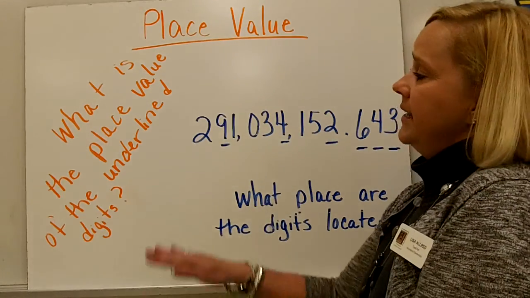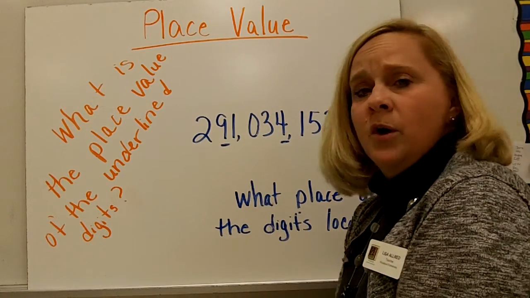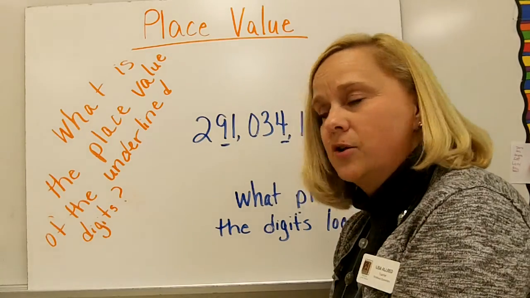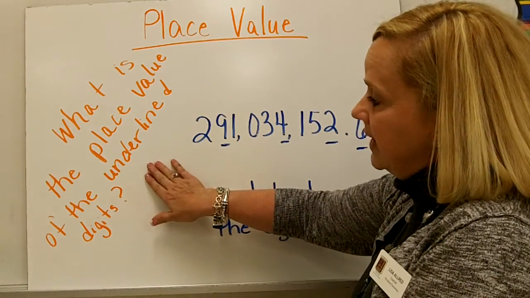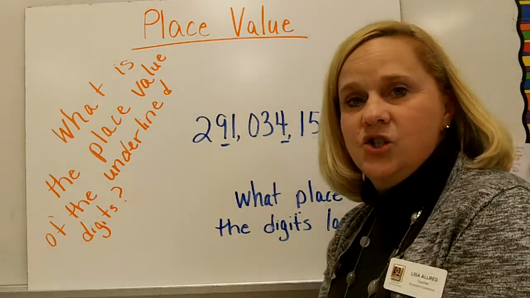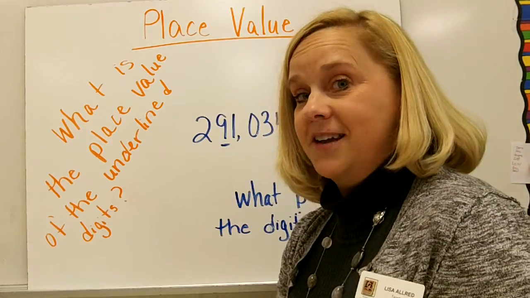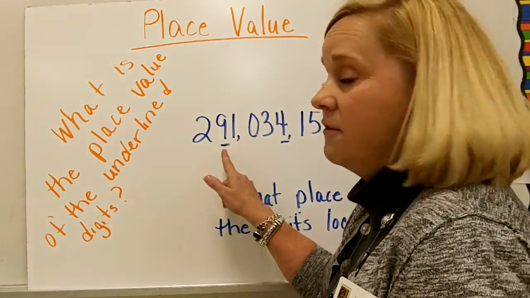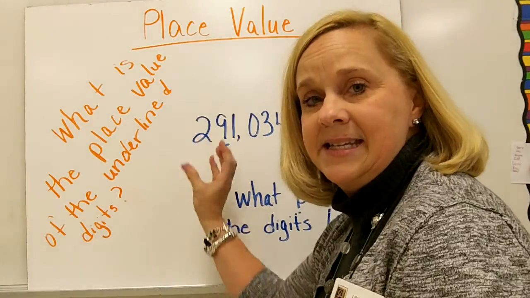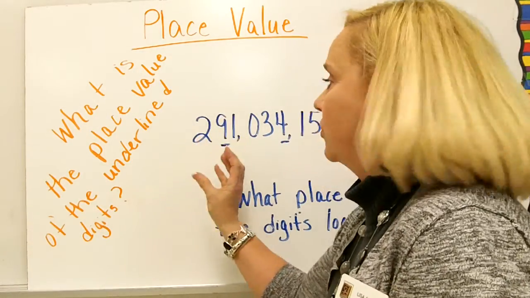All right, now I have a number here, and what we want to look at, I have some digits that are underlined. What is the place value of the underlined digit? I don't want to know what the digit is. I don't want to know the value, but what place is that digit representing?